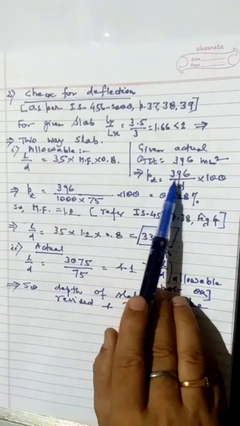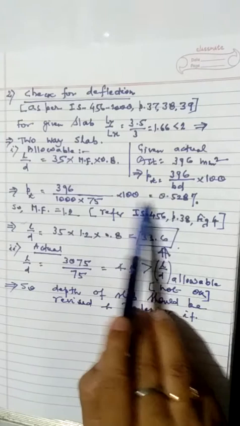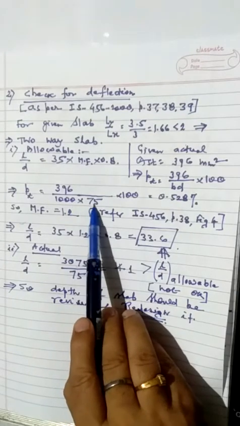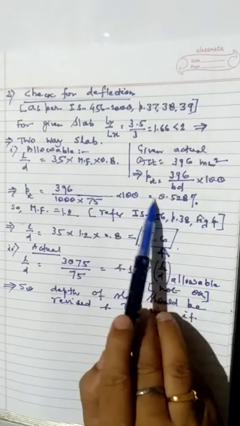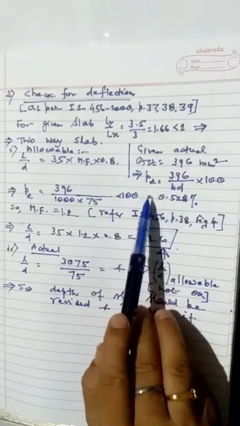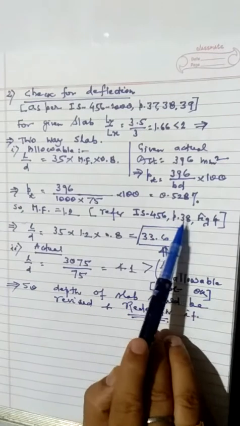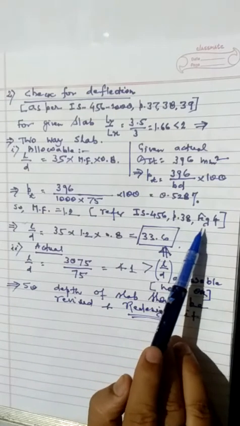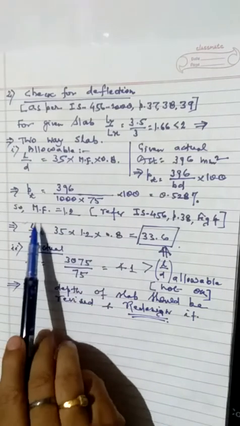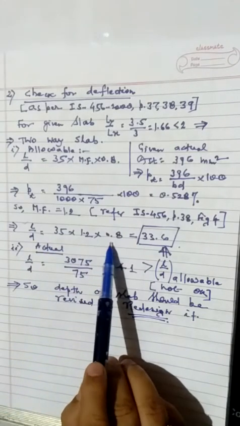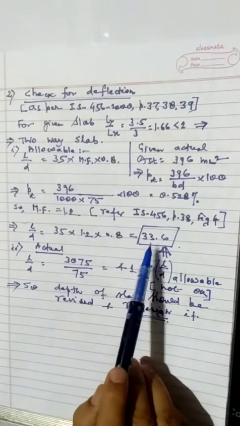So the percentage comes AST by BD into 100. So putting all this, we get 396 over 1000 divided by 75 into 100, which comes to 0.528%. This percentage of AST is the actual percentage in the slab already designed. So from this data and from page 38 of the code, figure 4, we get modification factor equal to 1.2. So putting this factor in this equation, L by D equal to 35 into 1.2 into 0.8, the value comes 33.6, the ratio of L by D, 33.6.